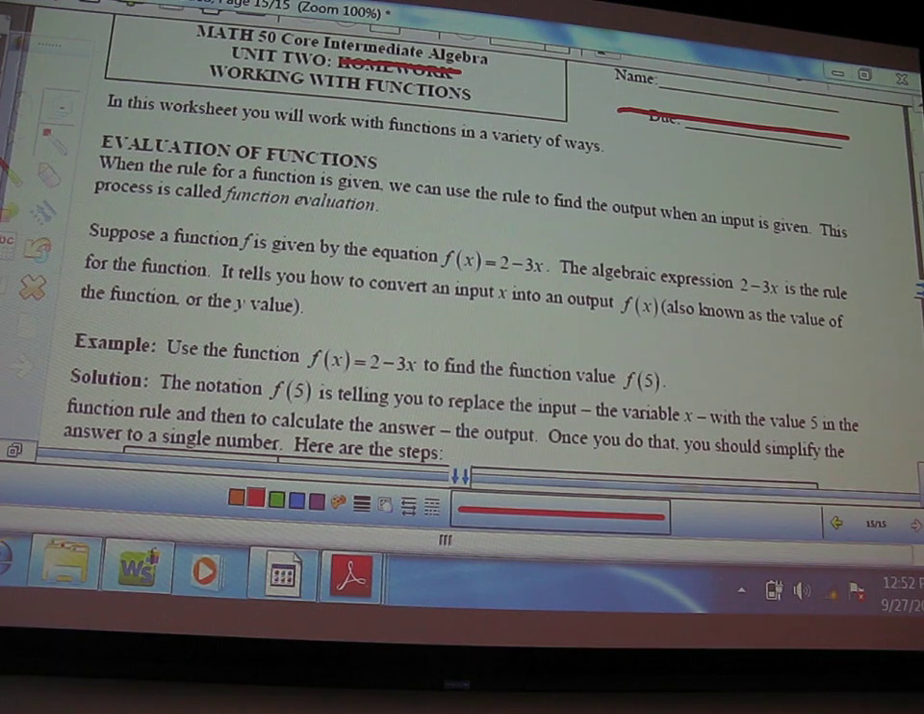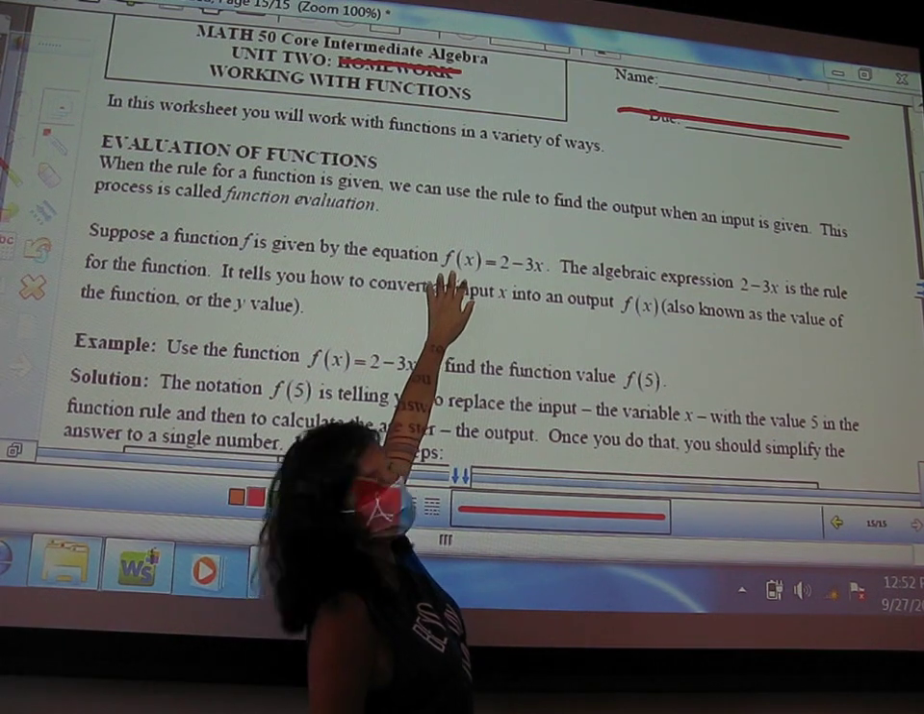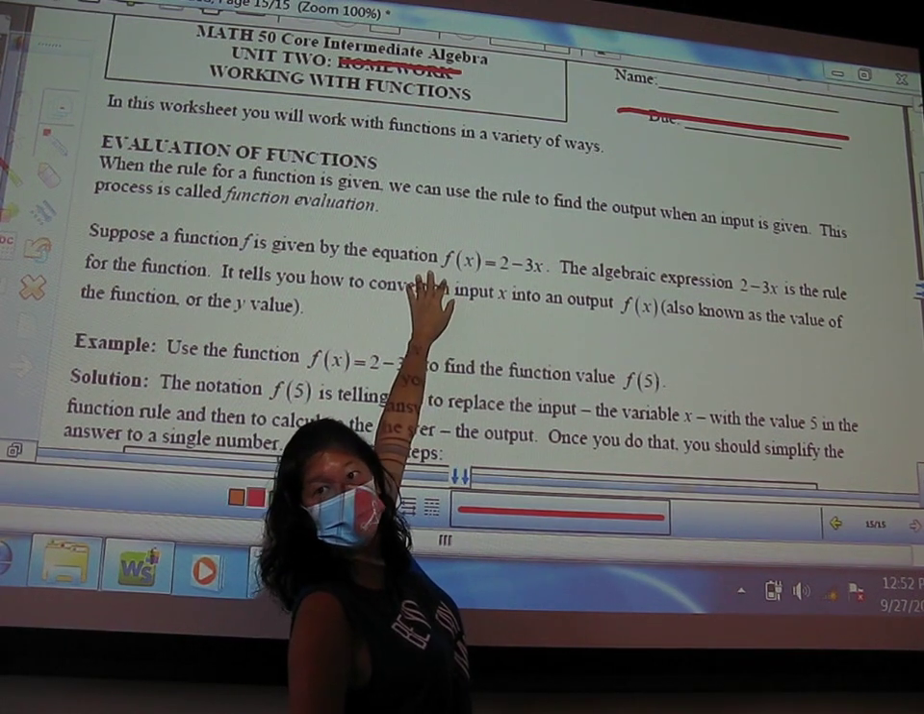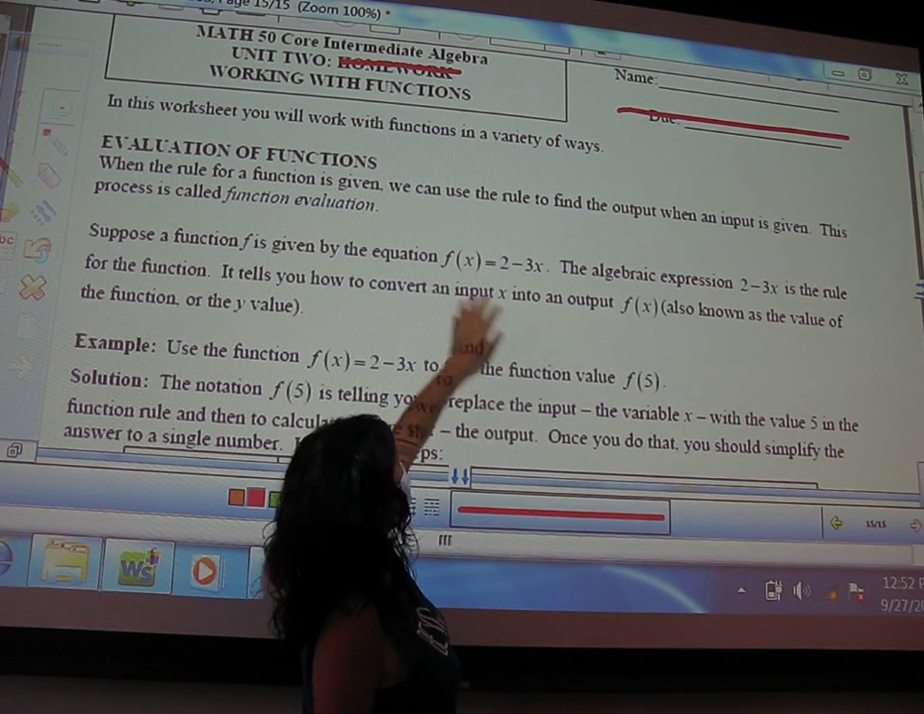David, go ahead and read the next paragraph. Suppose a function f is given by the equation f of x. That's how we say that one. It's right here, everyone. This is what we call f of x. Can everyone say that? Ready? 1, 2, 3. f of x, good, great.